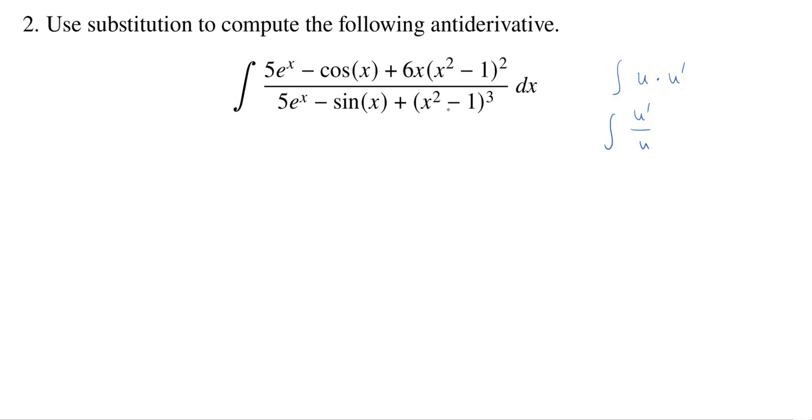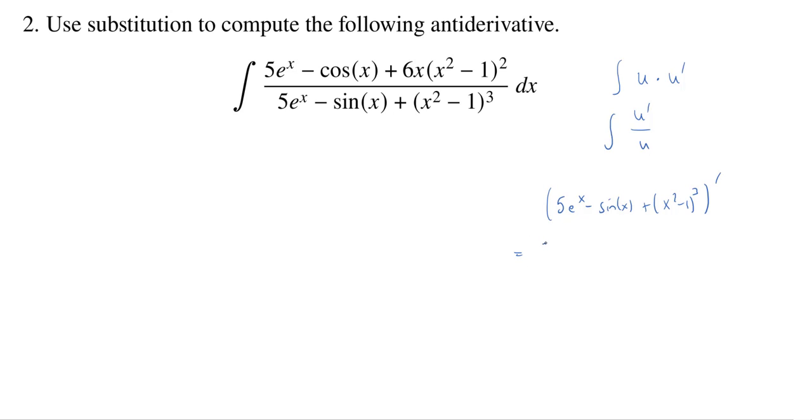So, well, let's see, we have a fraction, so maybe we look at something like this. I'm going to look at the bottom and find its derivative and see if it shows up. So let's just do this on the side. If I have 5e to the x minus sine of x plus x squared minus 1 cubed, and I take the derivative, I can do it term by term.